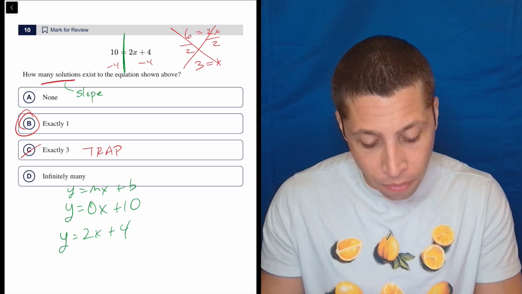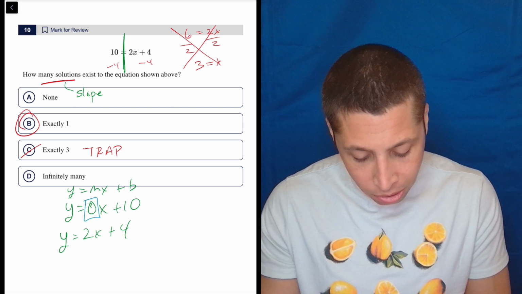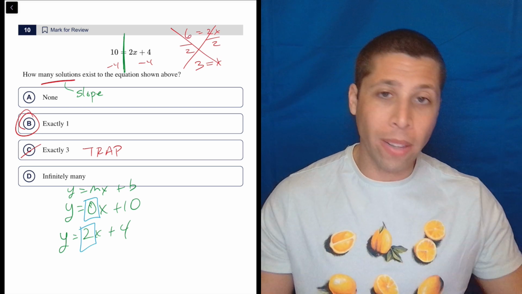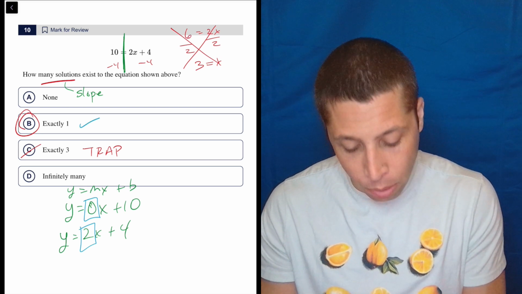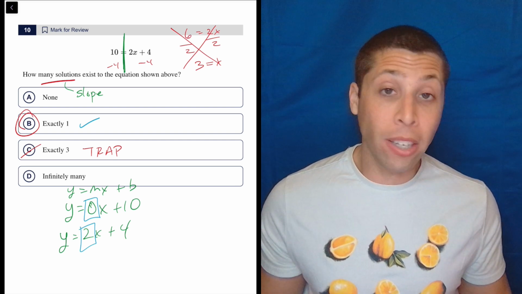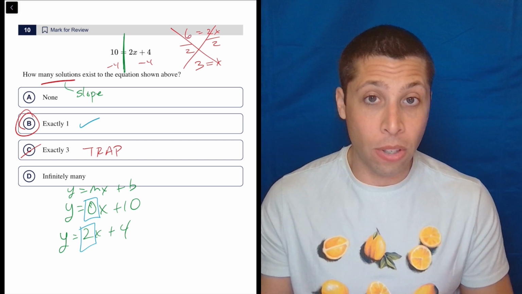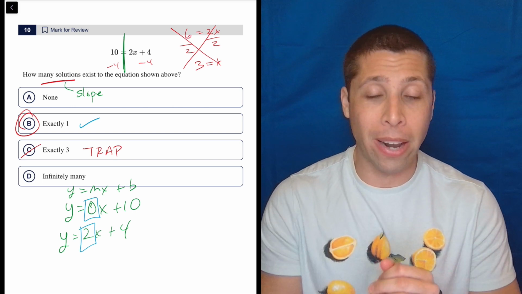And so here, the fact is, these are different slopes now. And anytime we have lines with different slopes, it doesn't matter what they are. If they're different, they have exactly one solution. That's it. Doesn't matter what the y-intercepts are either. Just matters what the slopes are. So that's important to know. That's how I actually would have thought about it on the test.